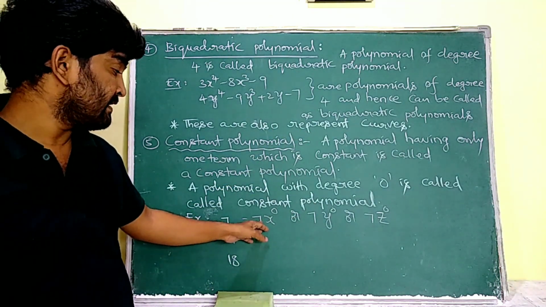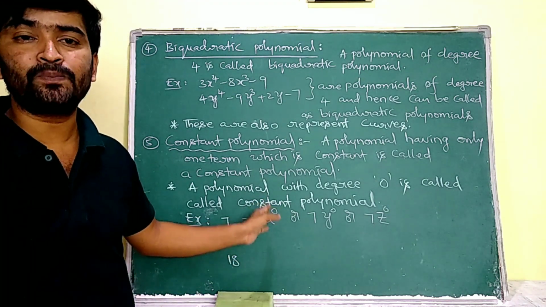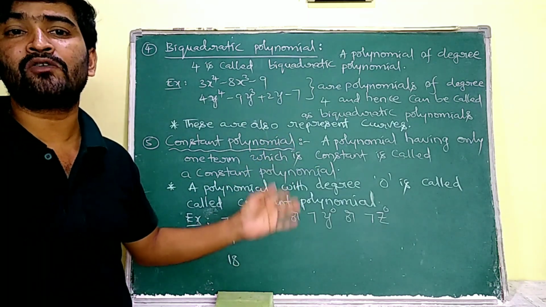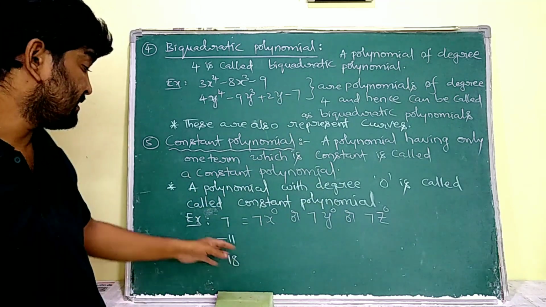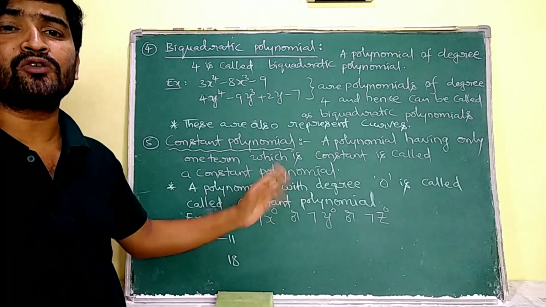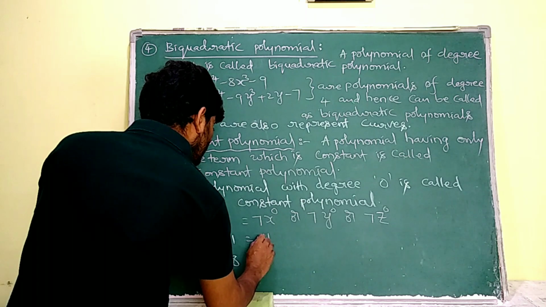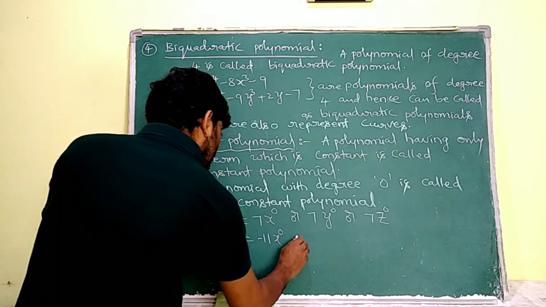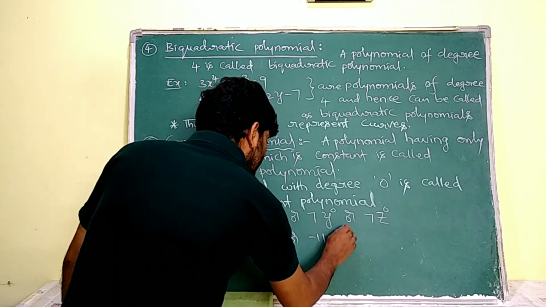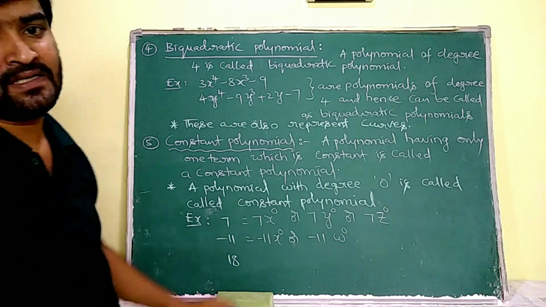So why did you write 7 as 7 into x power of 0? If you want to write 7 as 7 into p power of 0, you can. 7 into z power of 0, you can. 7 into w power of 0, you can. That means you write the constant with any variable to the power 0. So this 11 can be expressed as 11 into x power of 0, or minus 11 into w power of 0, like that you may write. So the degree of these constants is 0.